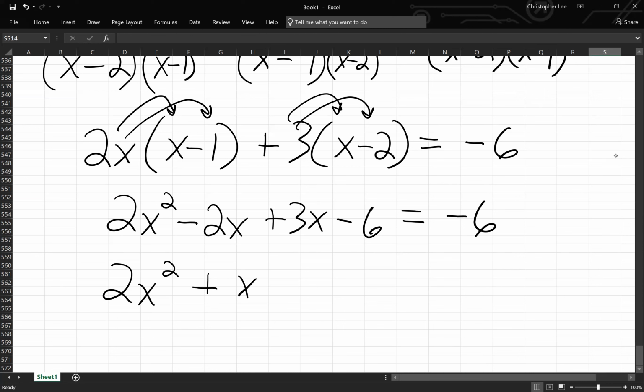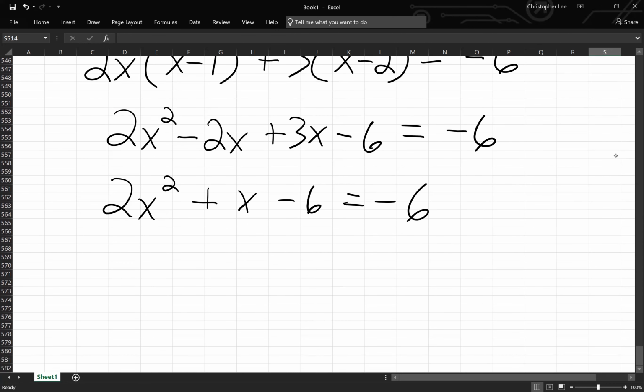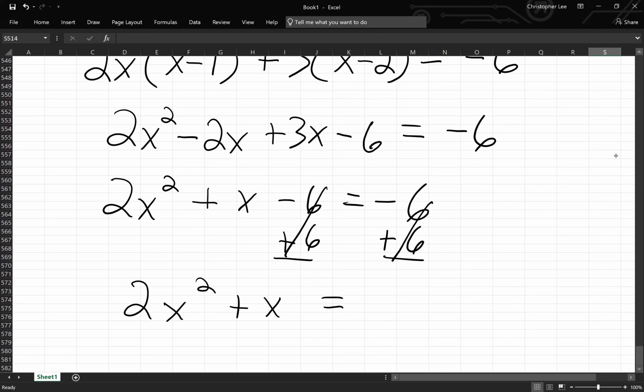Plus x, very good. Minus 6 is equal to -6. What do I do after that? All right, let's complete the square. So I'm going to plus 6 over here, but what I do to one side, I have to do to the other. So now what do I have? I have 2x squared plus x is equal to 0. What do I do after that?